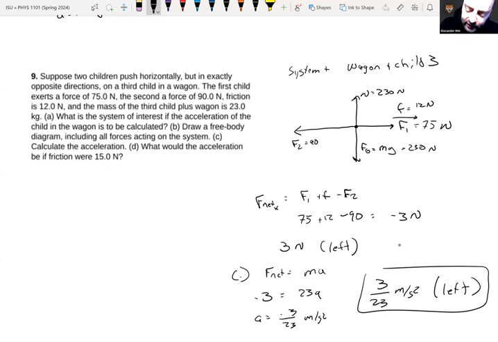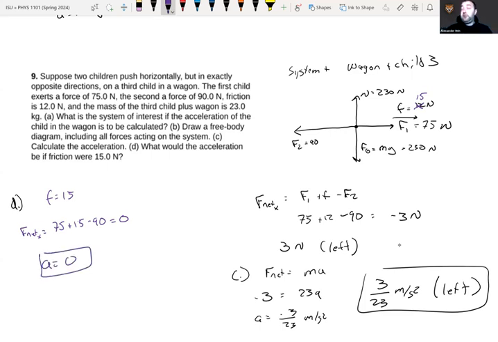Now for D, if friction were equal to 15, well, basically this thing would get crossed out. It would be 15. And then if you notice, what you have is 75 plus 15 minus 90. That just equals 0 for F net in the X, which means that acceleration is equal to 0 in that case. So if friction were 15, you'd have an acceleration of 0. Okay.